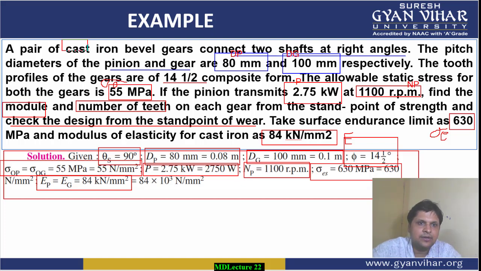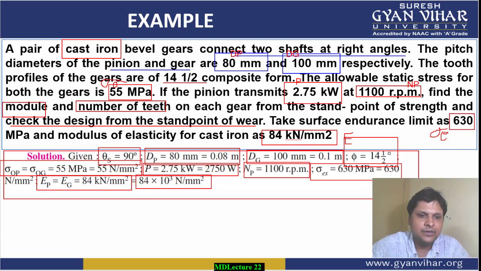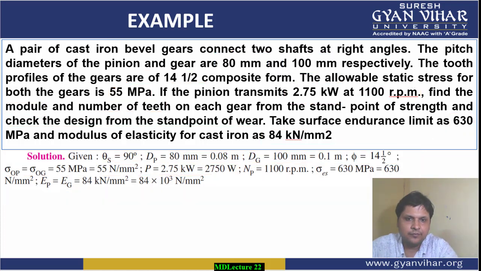Since the material of both the gears is cast iron, the modulus of elasticity will be the same for both. And it is how much? It is 84. Now let's move on with all the things which are given to us.